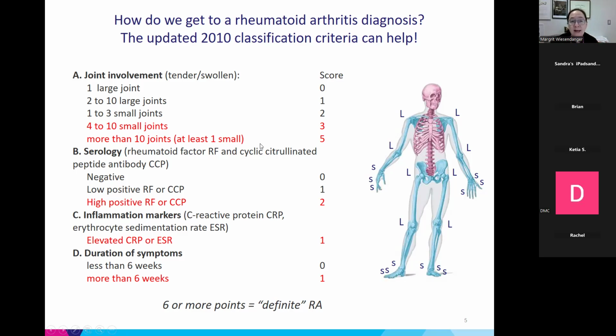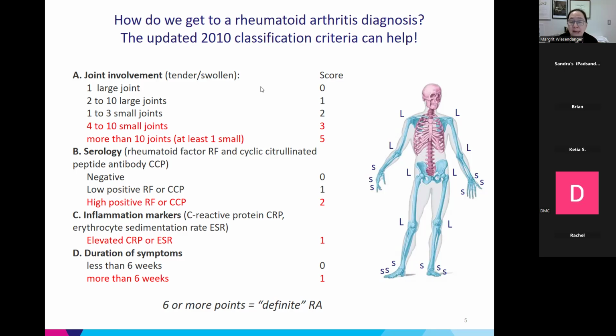If one has many joints involved, tender or swollen, then you get 5 points right off the bat, and you only need 6 to be pretty confident that this is rheumatoid arthritis. If you're dealing with an earlier version of rheumatoid arthritis, there may not be 10 joints or more involved. There could be fewer, but if some of them are small, then you still get 2 points here. And if you only have one large joint, like one hip or one shoulder, that would not give you points for rheumatoid arthritis, because that wouldn't be a classic place for the condition to start.